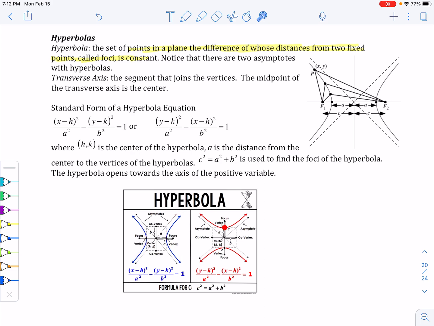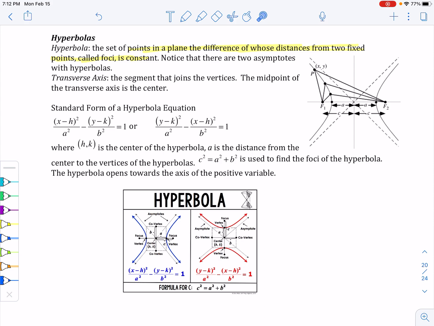Okay, same kind of thing here. Here's your vertex. You've got your co-vertices, you make this box, and you put your asymptotes through the corners of the box and the center. And then you have your vertex, and you pull towards your asymptotes.